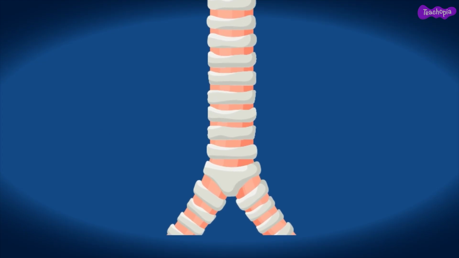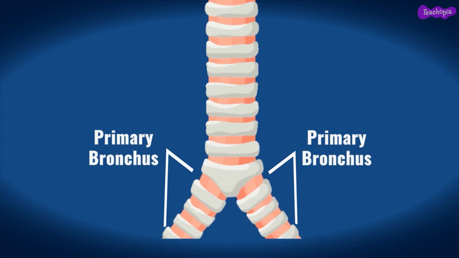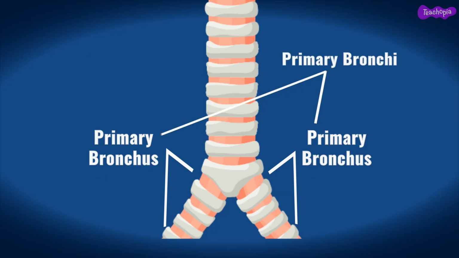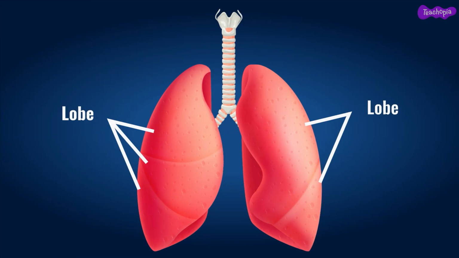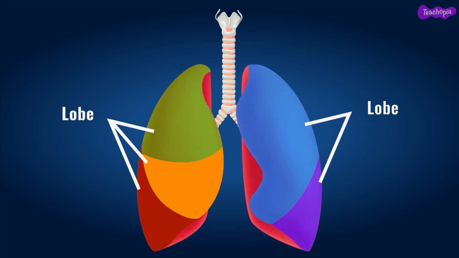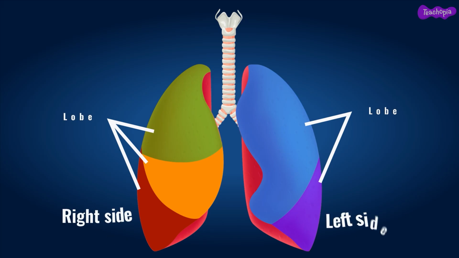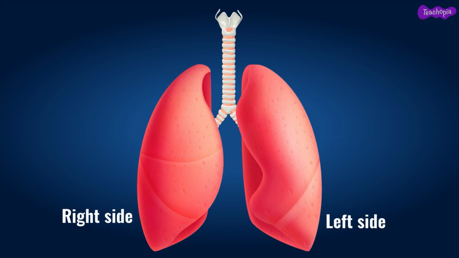The trachea extends into the primary bronchi, one on each side. These branch into two lungs. Each lung has sections called lobes. 3 lobes on the right and 2 on the left. There is a cardiac notch on the left lung where there is a little indentation to give the heart some room. The left lung is generally smaller than the right.